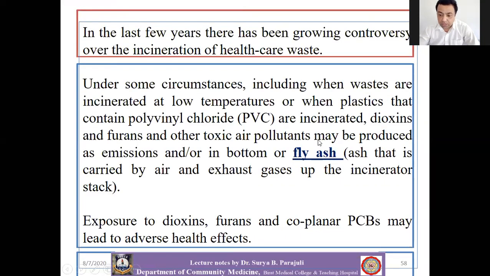There is one term known as bias, and that is carried by air and the exhaust gases of the incinerator stacks. And what will happen? It carries dioxins, furans, and coplanar compounds, and it leads to some cancers. Only this much you need to know for now, because you are having exam stress. I don't want to go into detail. If you are interested, I'll definitely share slides on my website. You can read them.